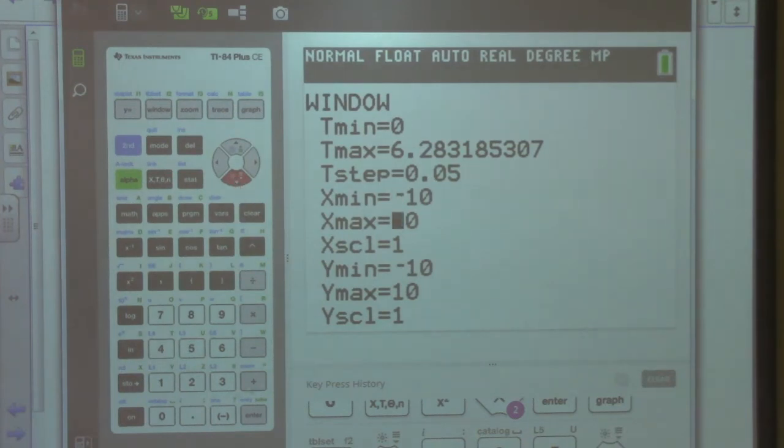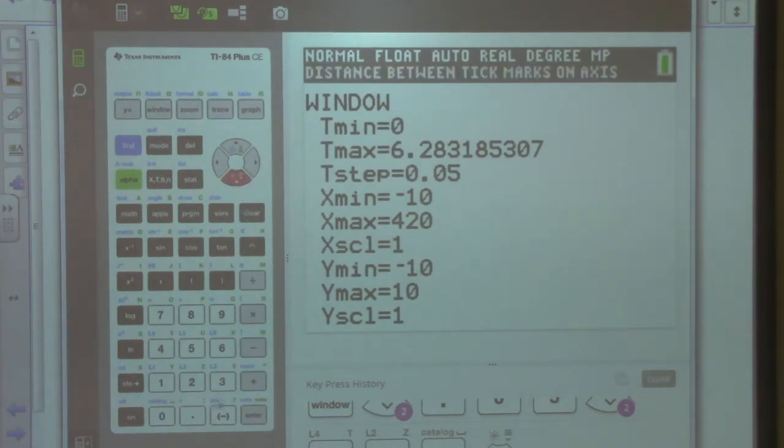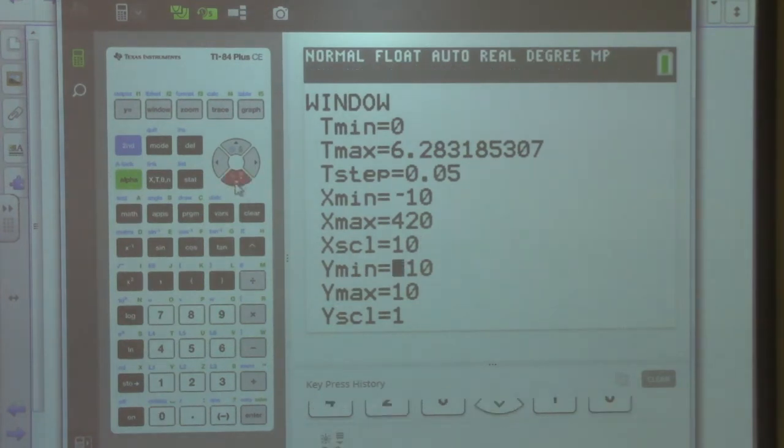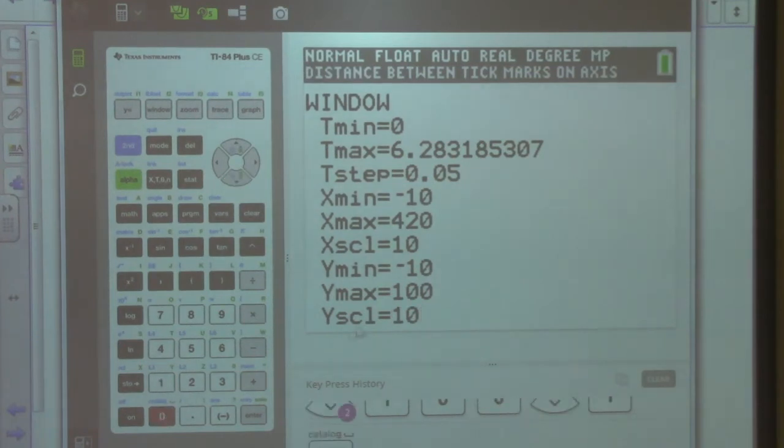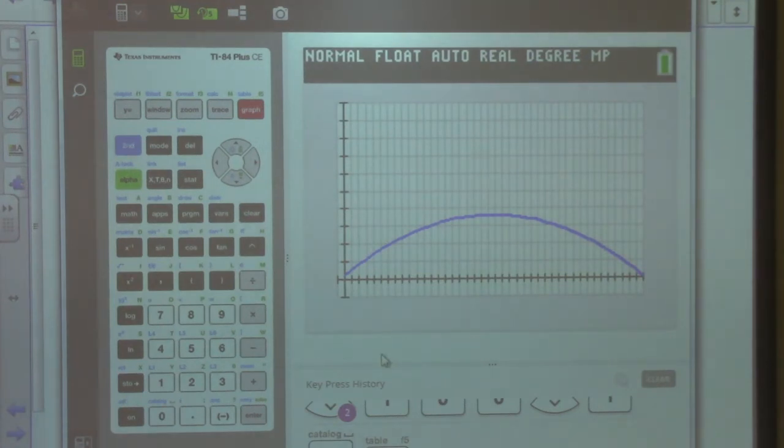X minimum is fine, but for X maximum, we need to have that wall 400 feet away, so I'm going to put it at 420. And as far as Y scale, I want to see the top of the hit, so you can put like 100 feet here. You can adjust that if needed. Now you're going to graph this and see what's happening, and then you see something like this. Does that look right? Does everybody understand? You don't see that here? I didn't get that.